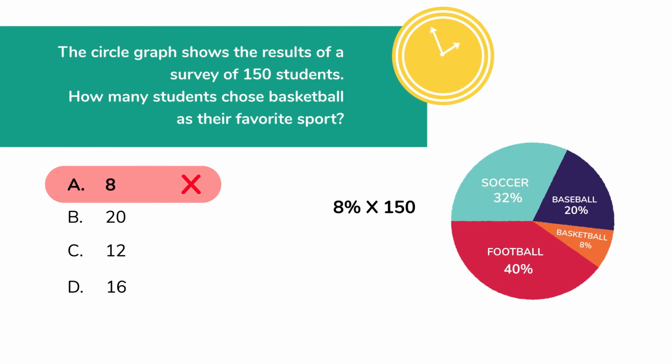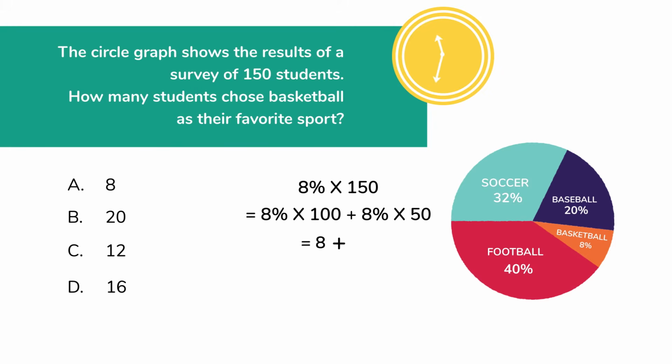So 8% times 150. While I don't get a calculator, the mental math here is pretty easy. For the first 100 students, that 8% is the same as 8 students. For the remaining 50, it would be half, so another 4 students, giving us 12 total. Now, let's look at some reading questions. First up, questions aimed at can you read?